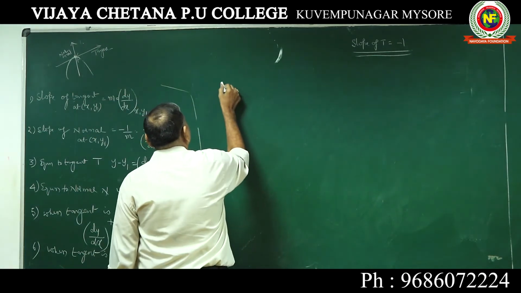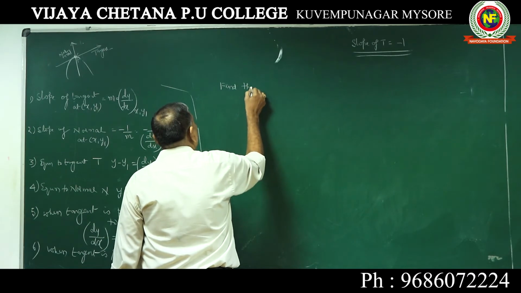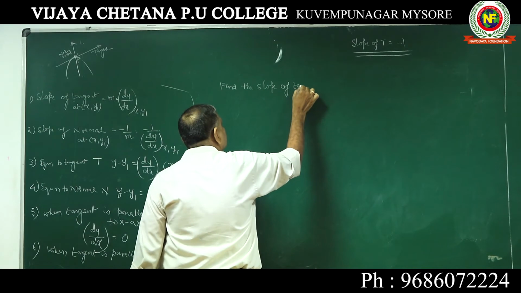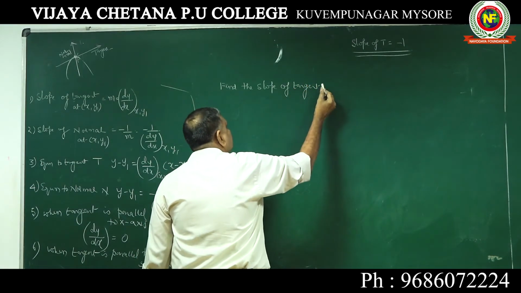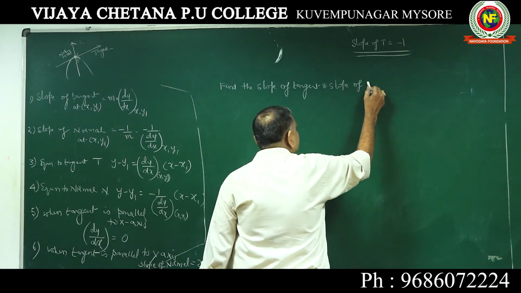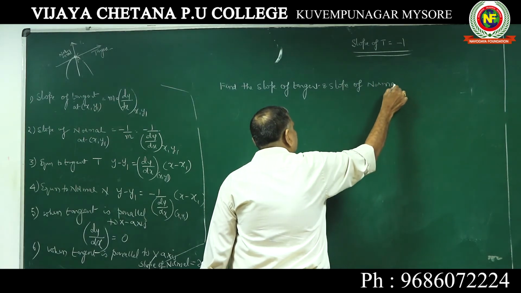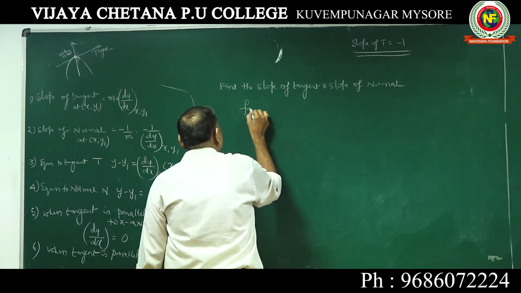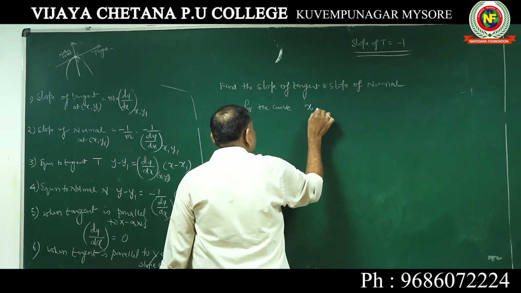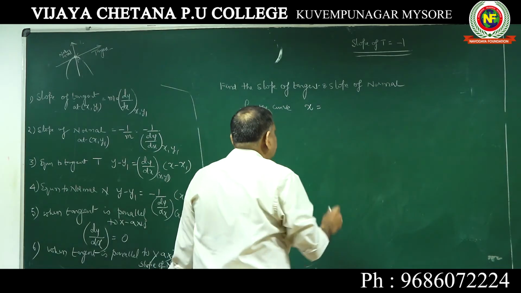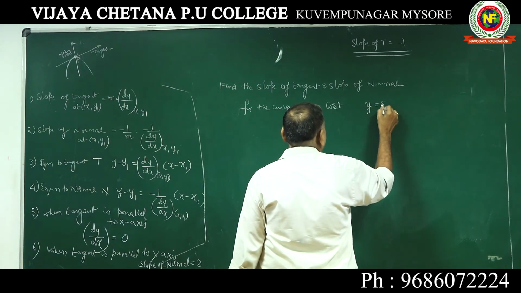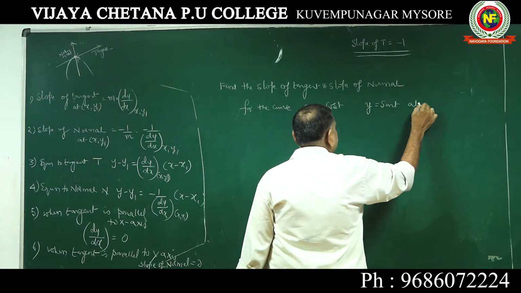Find the slope of tangent and slope of normal for the curve x equal to cos t, y is equal to sin t at t is equal to pi by 4.